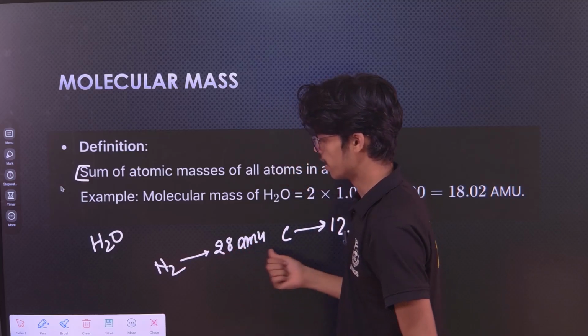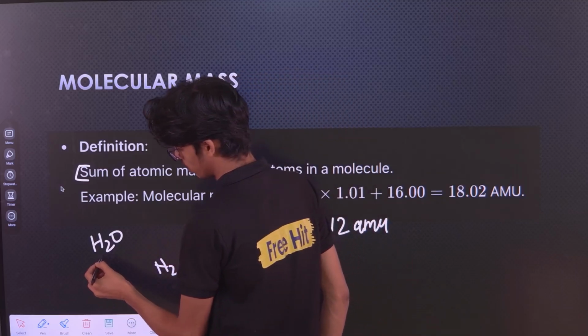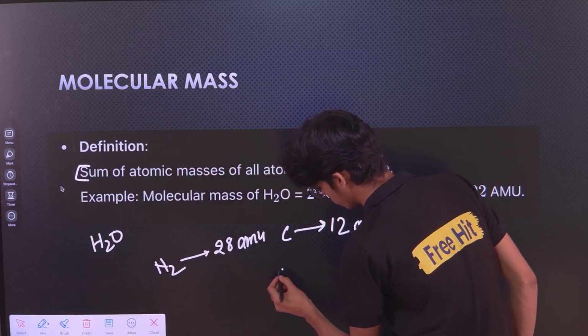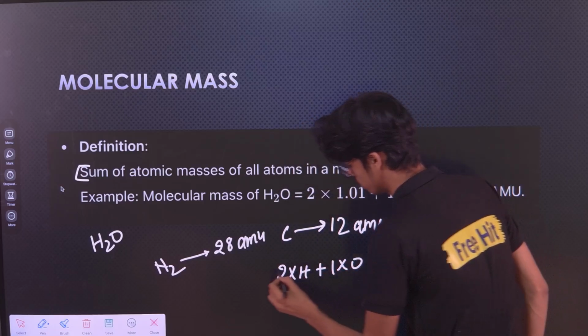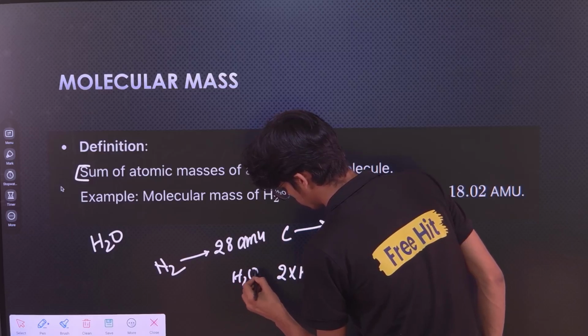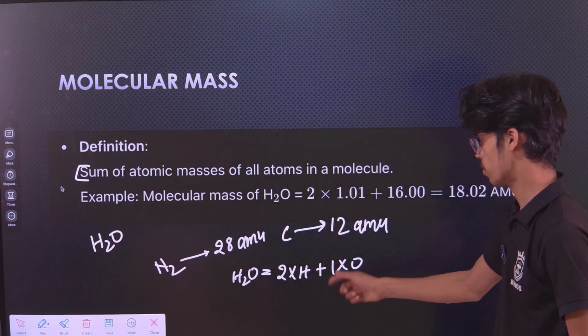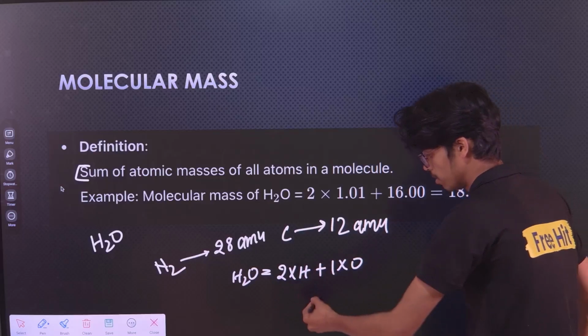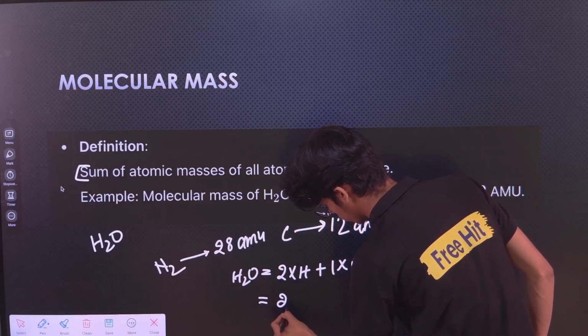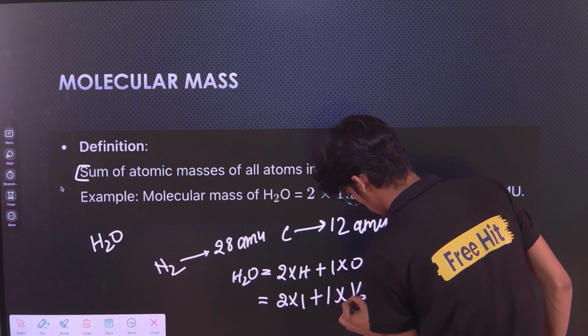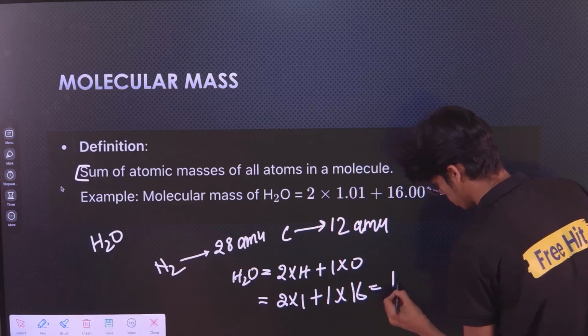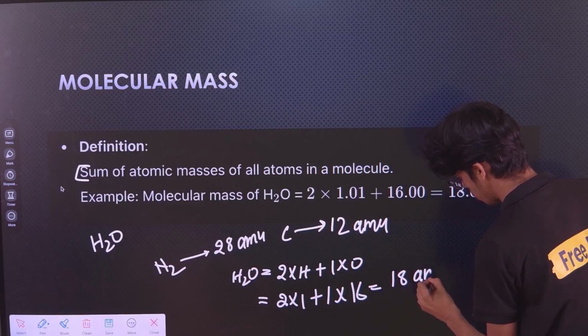Got it? 28 AMU. Same way, water. There are 2 hydrogen atoms and 1 oxygen atom in water. Now can you tell me what is the mass of hydrogen? Sir, the mass of hydrogen is 1, and the mass of 1 oxygen atom is 16. So 16 plus 2 is 18. So it means 18 atomic mass unit.